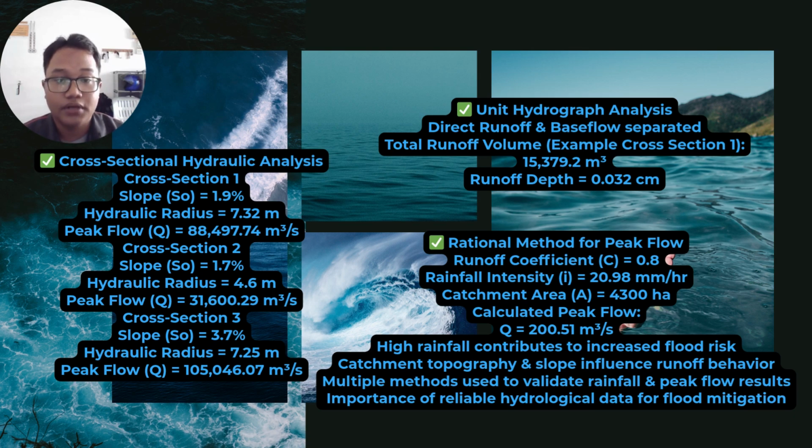Rational method for peak flow: runoff coefficient we got 0.8, rainfall intensity 20.98 millimeter per hour, catchment area 4,300 hectare, and calculated peak flow Q we got 251 meter cube per second.